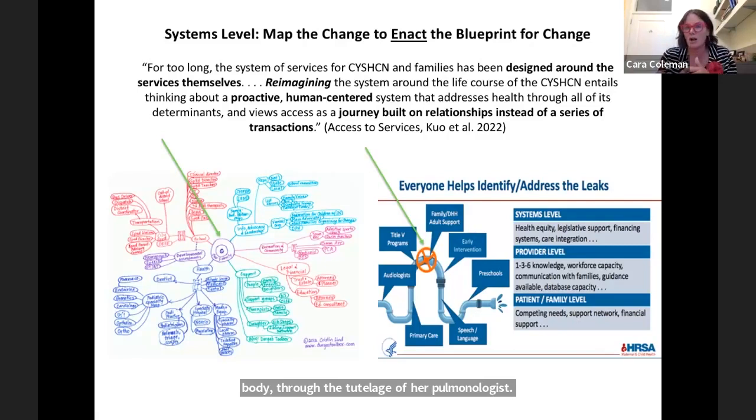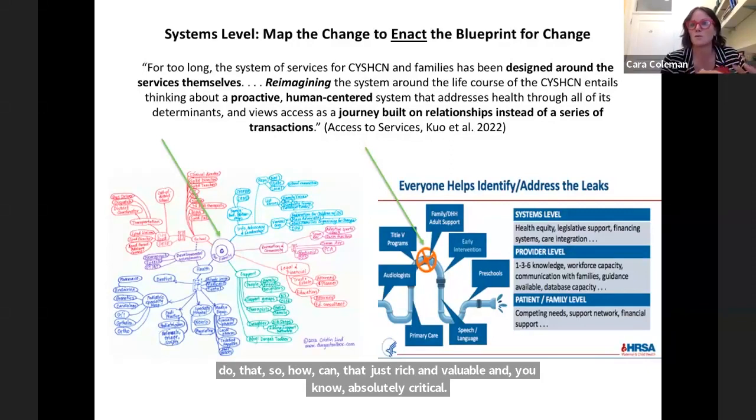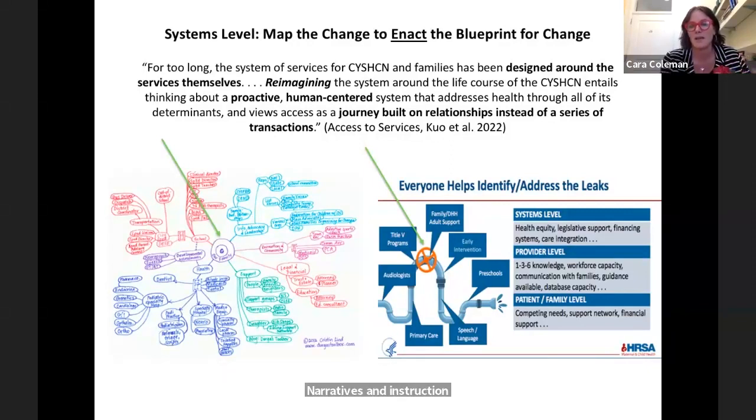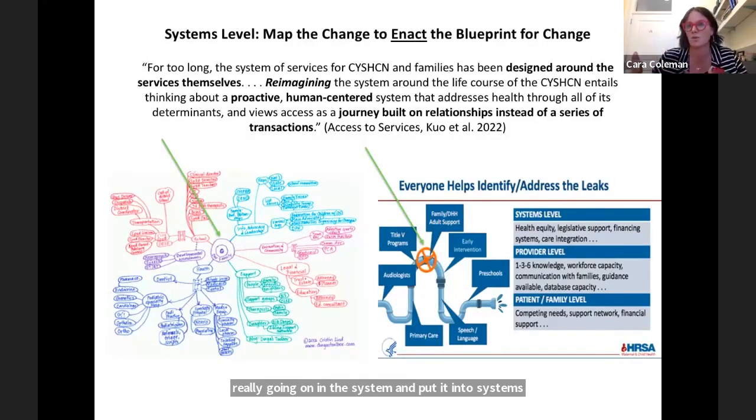Where there's a clog in the pipe. And care maps do that. So how can we take the rich, valuable, and absolutely critical narratives and instruction of these care maps, of what's really going on in the system, and put it into systems-level discussions that reimagine how the system works with that Sherpa at the middle?